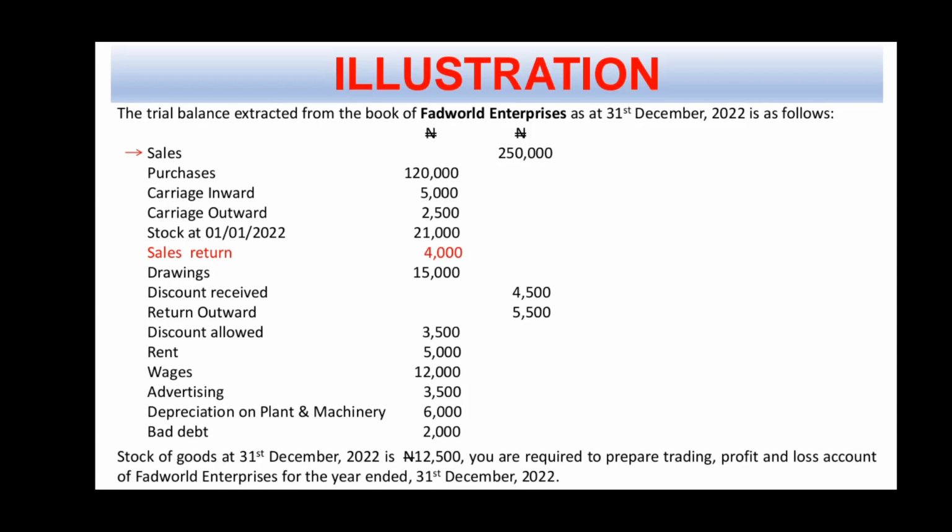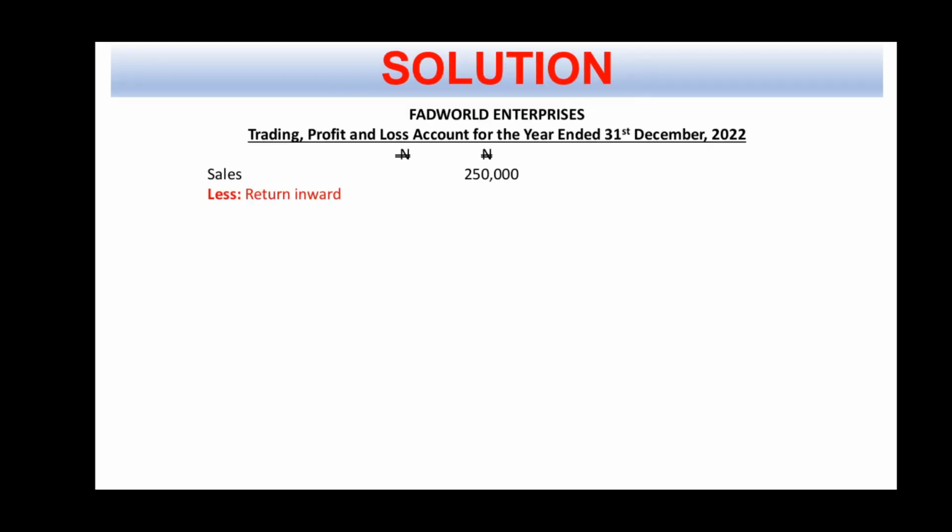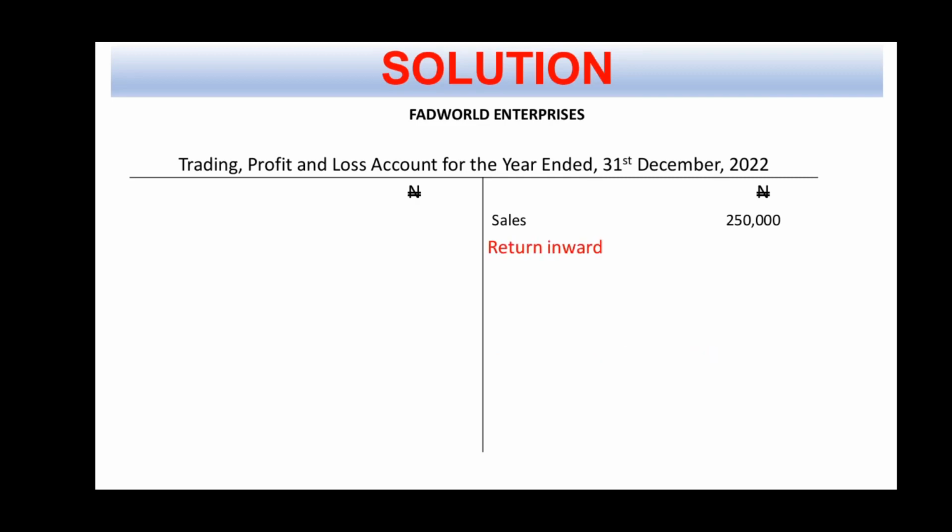We have sales return, which is return inward, 4,000 naira. We are going to remove return inward from sales to have our net sales. So back to our account, less return inward, 4,000 naira. 250,000 naira minus 4,000 naira is going to give us 246,000 naira. That is our net sales. So if you are using T account, we have our return inward, which is 4,000 naira. If we subtract 4,000 naira from 250,000 naira, we have 246,000 naira. So we have our net sales now.